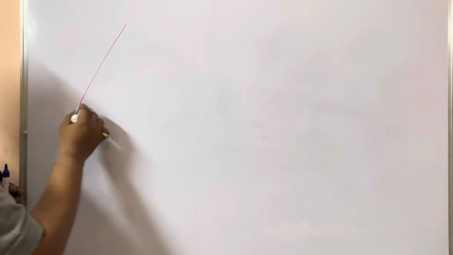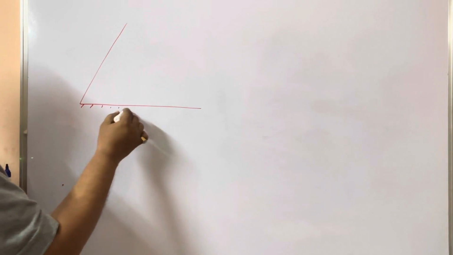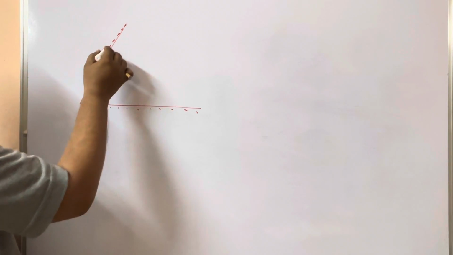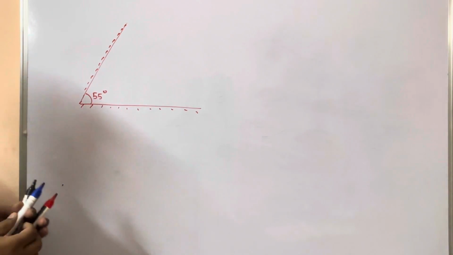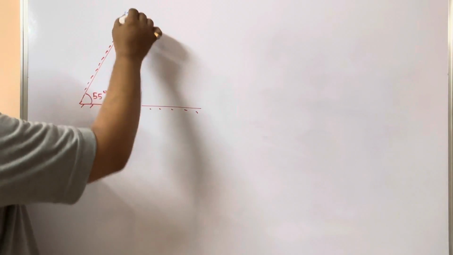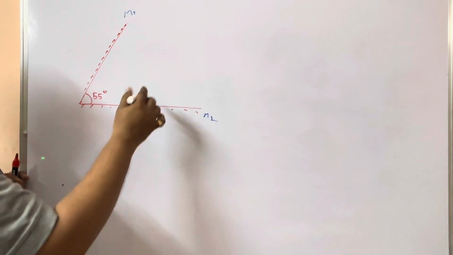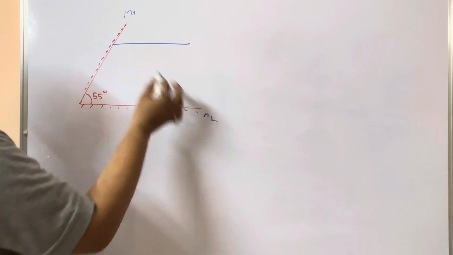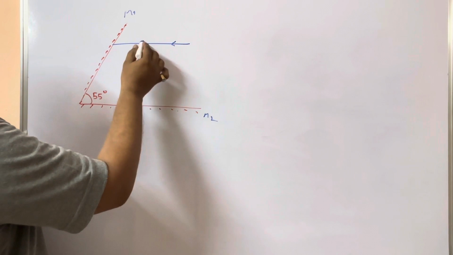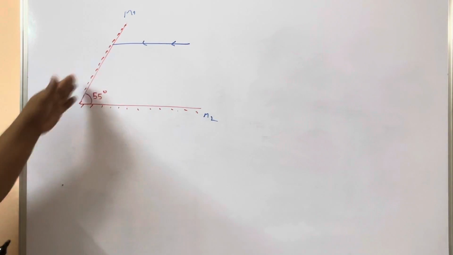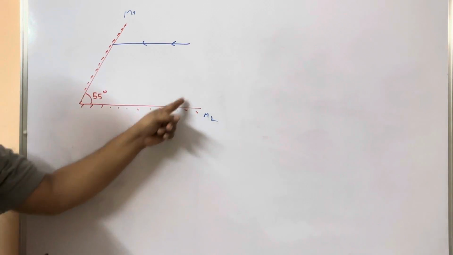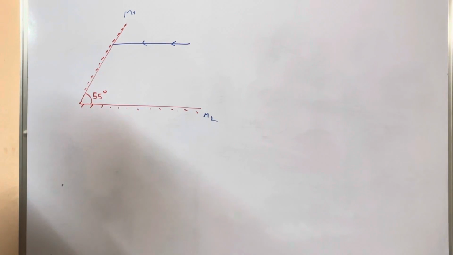Next, we'll see one problem on plane mirrors, how they will ask. If two plane mirrors are making an angle of 55 degrees, a ray is going to be incident parallel to one of the mirrors. Parallel to one of the mirrors means, for this mirror I have taken one parallel ray incident. For this one also you can take. Then they are going to ask what is the angle of reflection on the second mirror.